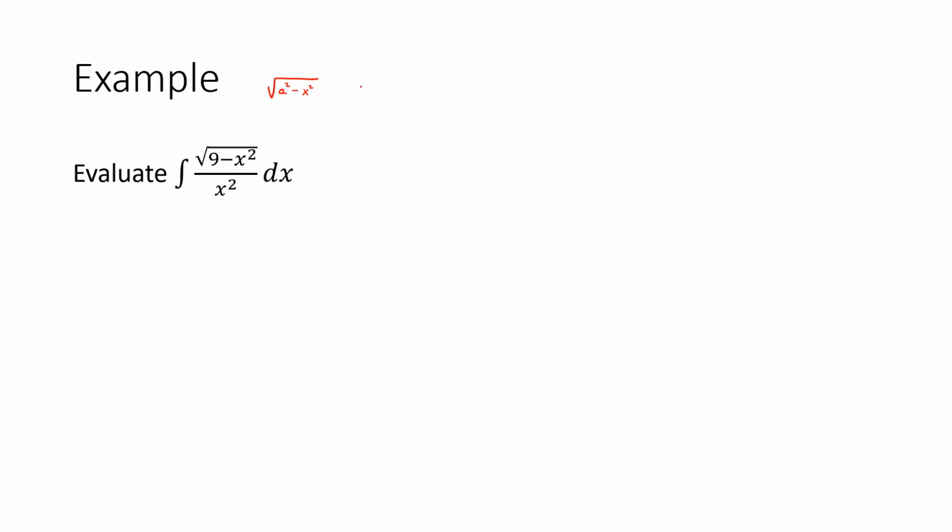So remember, the goal here was we're going to substitute x equals a sine theta, where we've restricted theta to be between negative pi over 2 and positive pi over 2, so that we can use the identity 1 minus sine squared equals cosine squared. And in this case, it's 9 minus x squared, so we're going to use 3 squared minus x squared. We're going to use x equal to 3 sine theta.